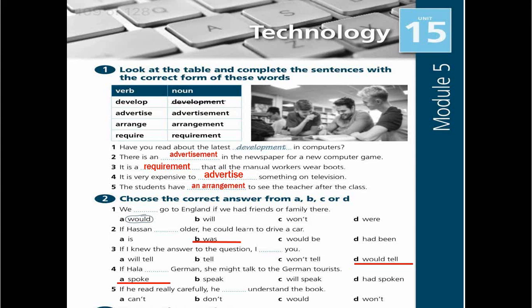And number 5, if he read really carefully, he space understand the book. If he read, this is verb read, because it's in past simple. If it's in present simple here, it would be reads. But here, if he read really carefully, he space understand the book. Of course, the answer here is would.